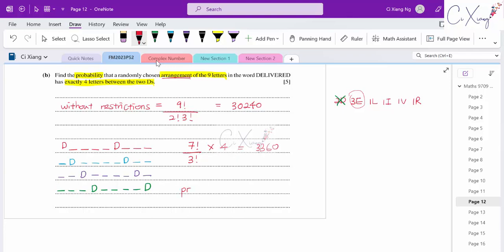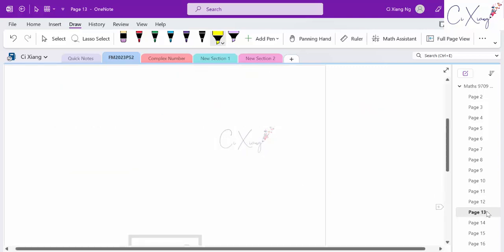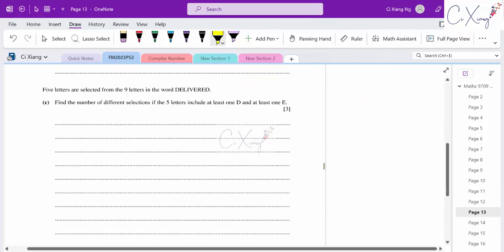Then since the question is asking for probability, for probability I need to take 3360 divided by the total arrangement without restriction, which is 30240. And then from this part, you have the answer, which is 1/9 after you simplify it. Okay, so this is how we answer question 7b. Okay, and let's proceed to part C.